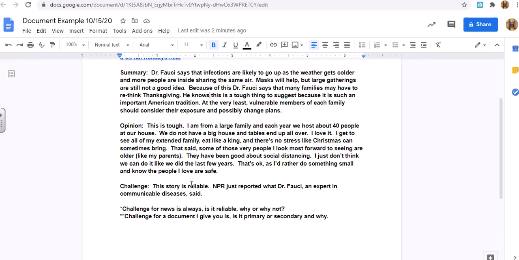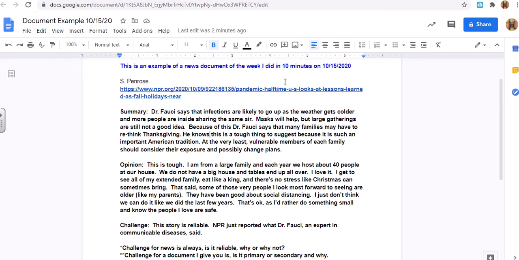Fauci, an expert in communicable diseases, said. He's not just some guy off the street, and NPR didn't say he's crazy or he's brilliant. They just said, here's what this expert said. So it's pretty reliable, okay? That's all there is to it. It took me 5 minutes to read the story and 10 minutes to type this up.